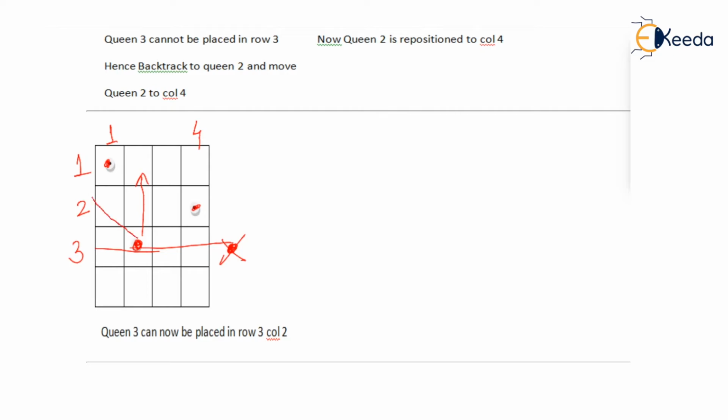And diagonal attack, sorry, horizontal attack is not possible. I am so sorry. In the same row, there is no queen. Diagonal attack is also not possible. There is nothing in this diagonal, you watch. Hence, we have successfully placed queen 3 now in row 3, column 2. Good. So we have now successfully placed 3 queens.